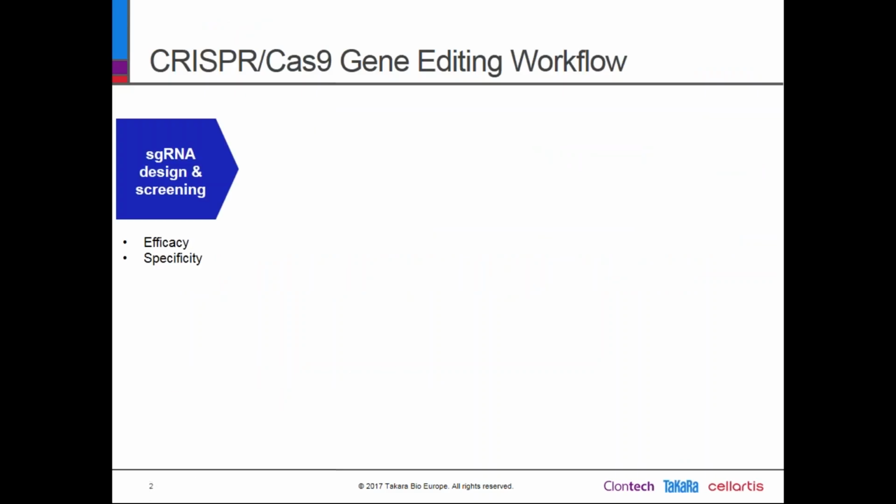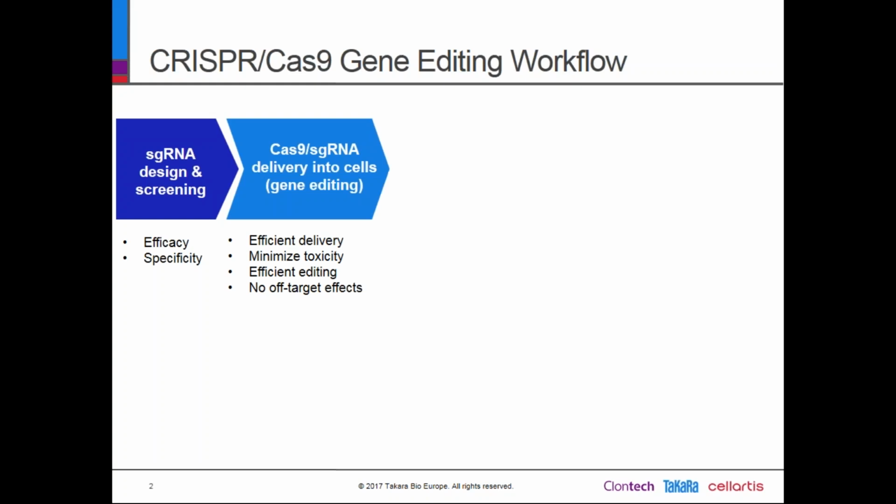So the typical CRISPR-Cas workflow is composed of 5 major steps, starting with the guide RNA design and efficacy screening. And this is of course a very important step because you would like to use a highly specific and also a highly efficient guide RNA. And there are many online tools nowadays to design such guide RNAs.